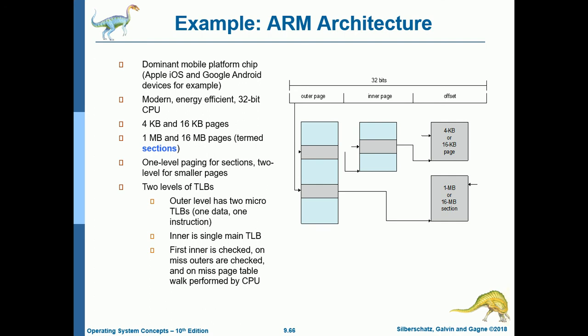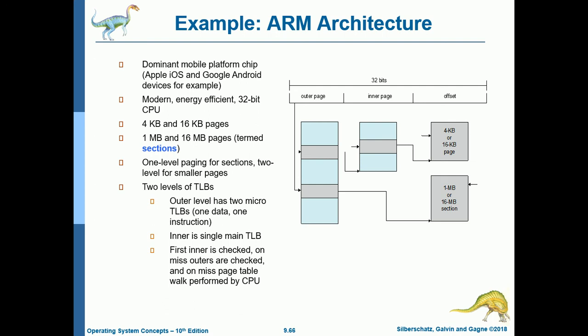Okay, another example is the ARM architecture. It is the dominant mobile platform chip, which is used by Apple iOS and Google Android devices, for example. It is a modern, energy efficient 32-bit CPU. It uses 4 kilobyte and 16 kilobyte pages. And then we also have 1 megabyte and 16 megabyte pages for sections. So, one level paging for sections, two levels for smaller pages.